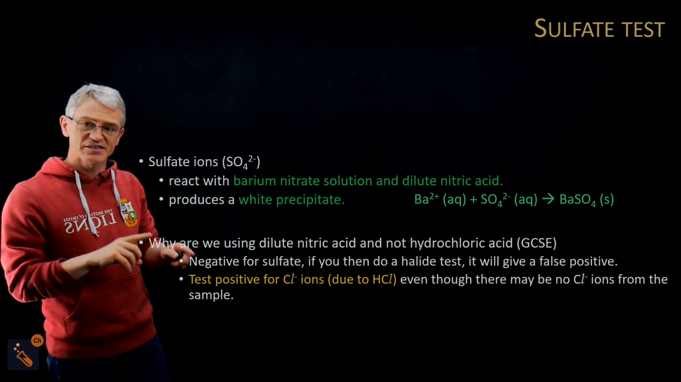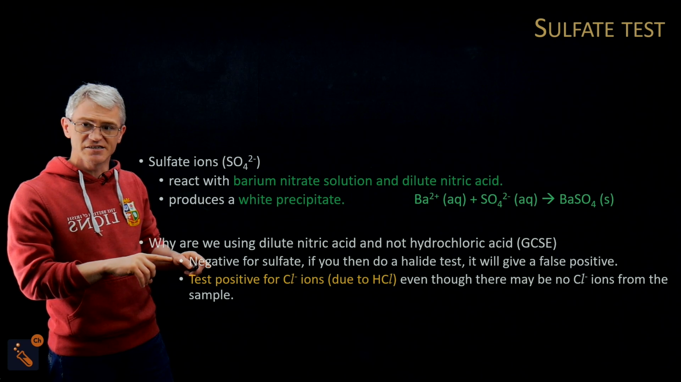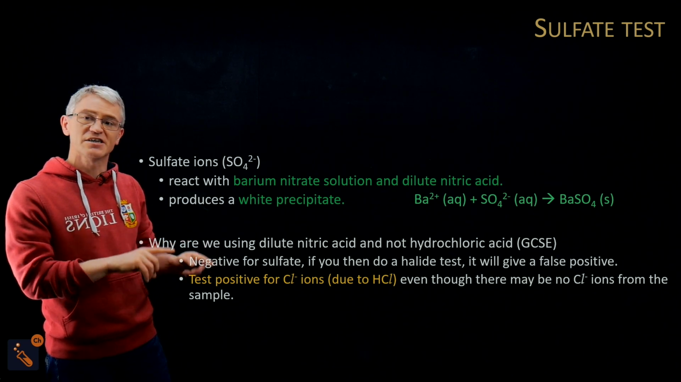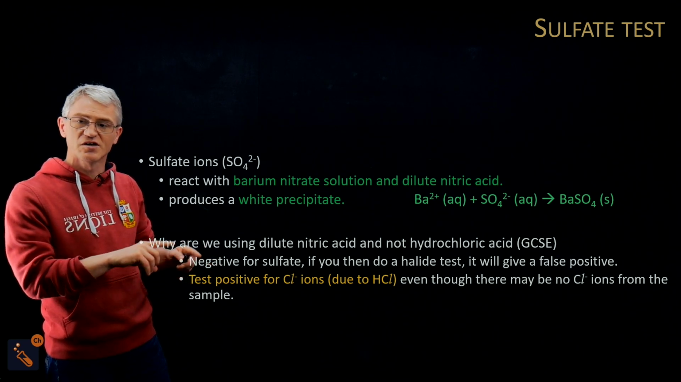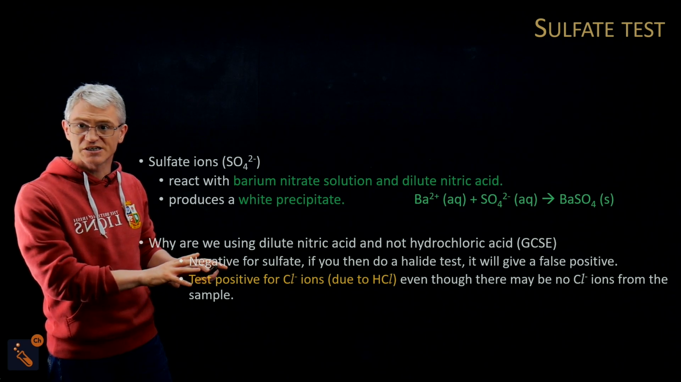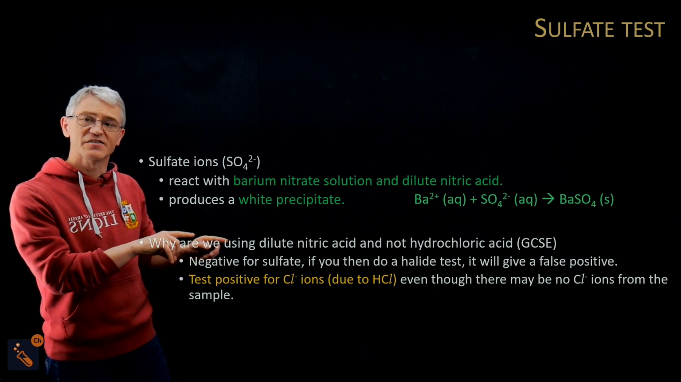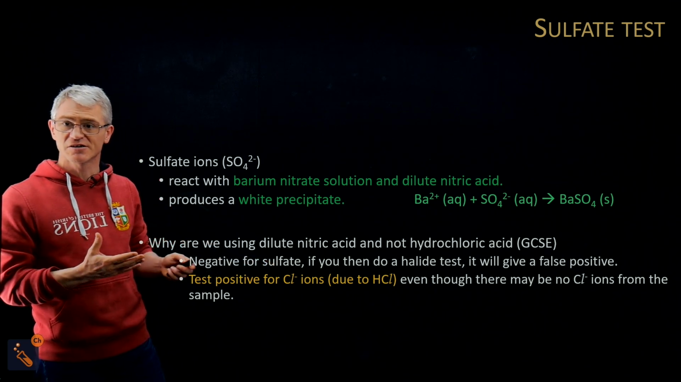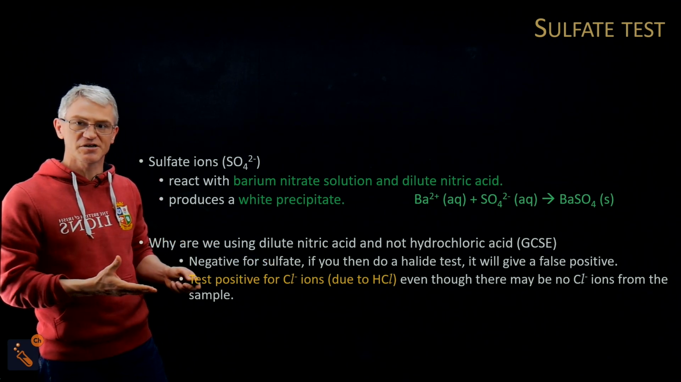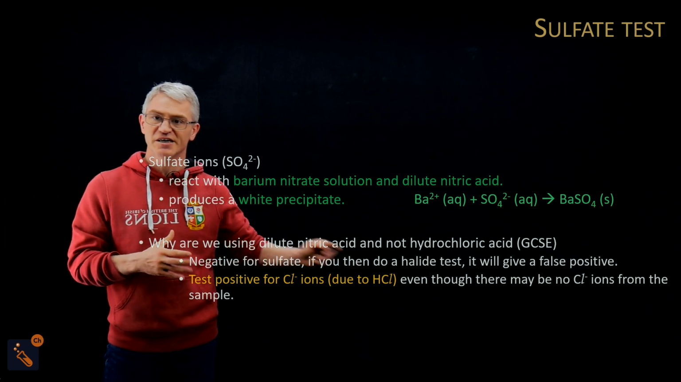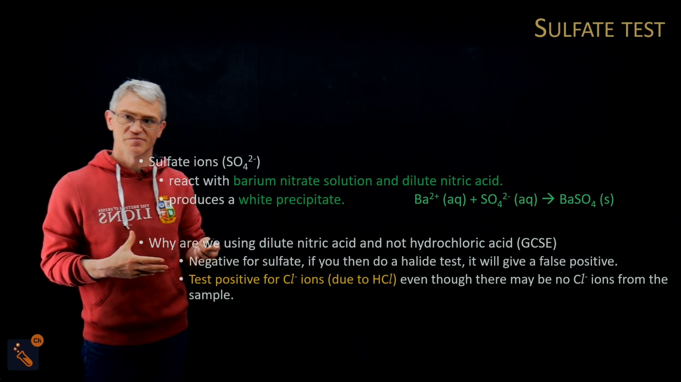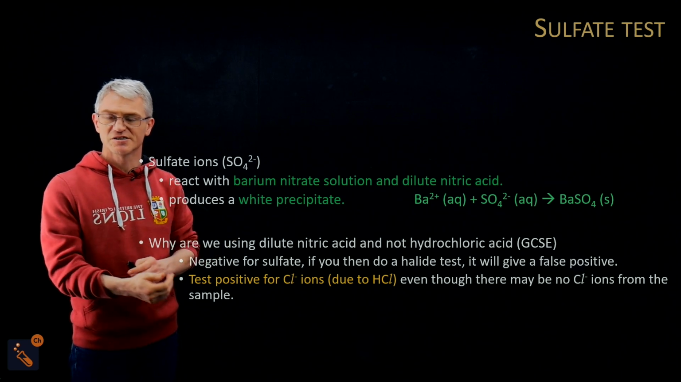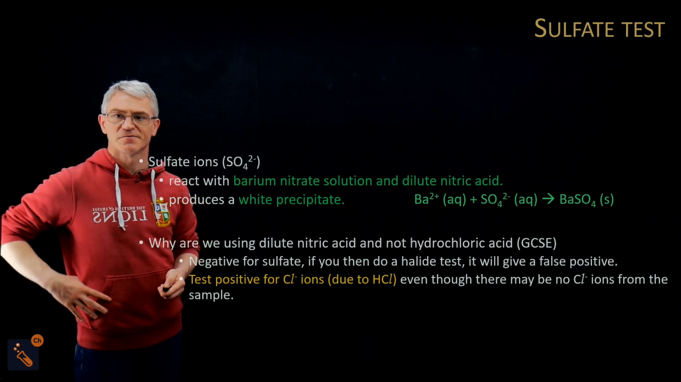So if that's the case, and you tested for sulfate using HCl and got a negative, and then you tested the halides, you would get a white precipitate. So you think you had chloride ions when you actually don't, because the chloride ions are coming from the HCl. So we can't use HCl. We have to use barium nitrate because then it doesn't give us this false positive.